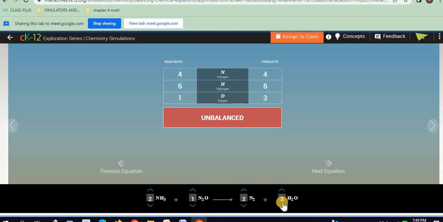Right? How many oxygen now? 3. So you have to write 3 here. Now 6 nitrogen and 2, 8. What do you do? 8. Right? This is the way to balance equations now.